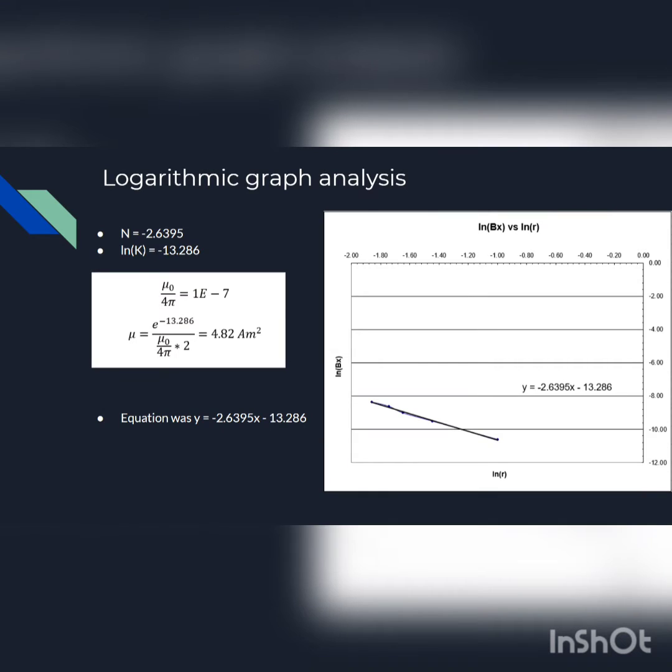After forming the plot of the data, we can now use this graph to extract our values. The equation of our graph is y equals negative 2.6395x minus 13.286. The slope is found to be negative 2.6395, which is close to the value of -3 we were aiming for. We can use the natural log of k, the intercept of the graph, which is negative 13.286, to calculate the magnitude of the magnetic dipole moment by combining and rearranging the two equations, as shown here, which we find to be 4.2 A·m².